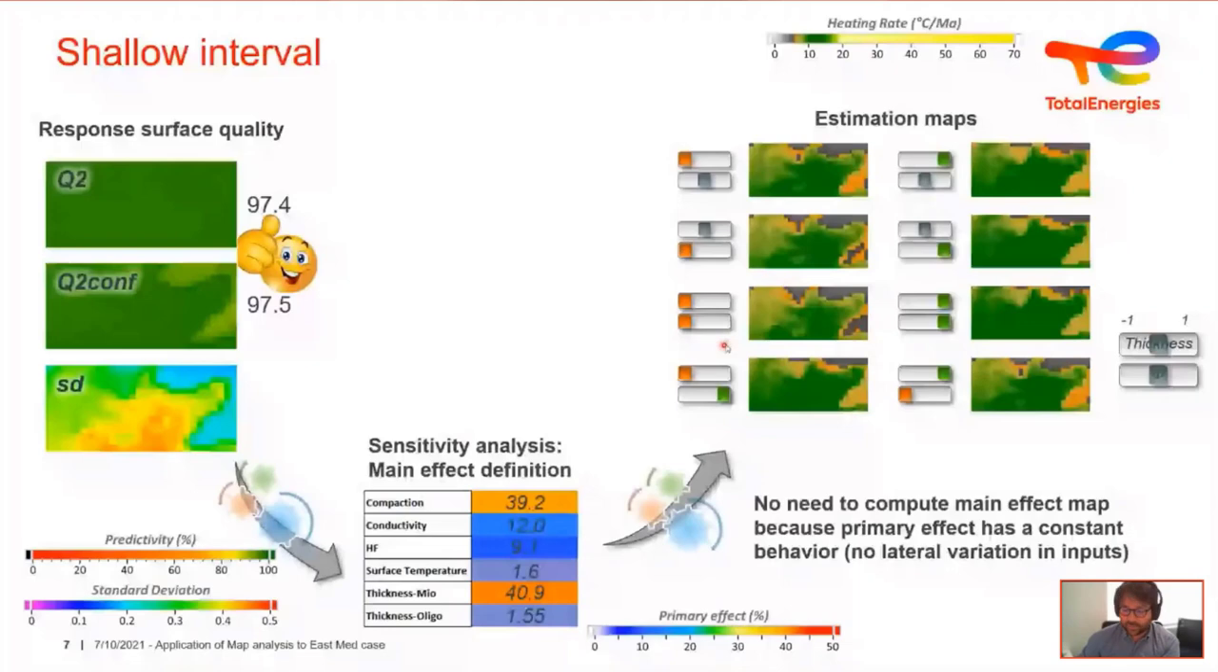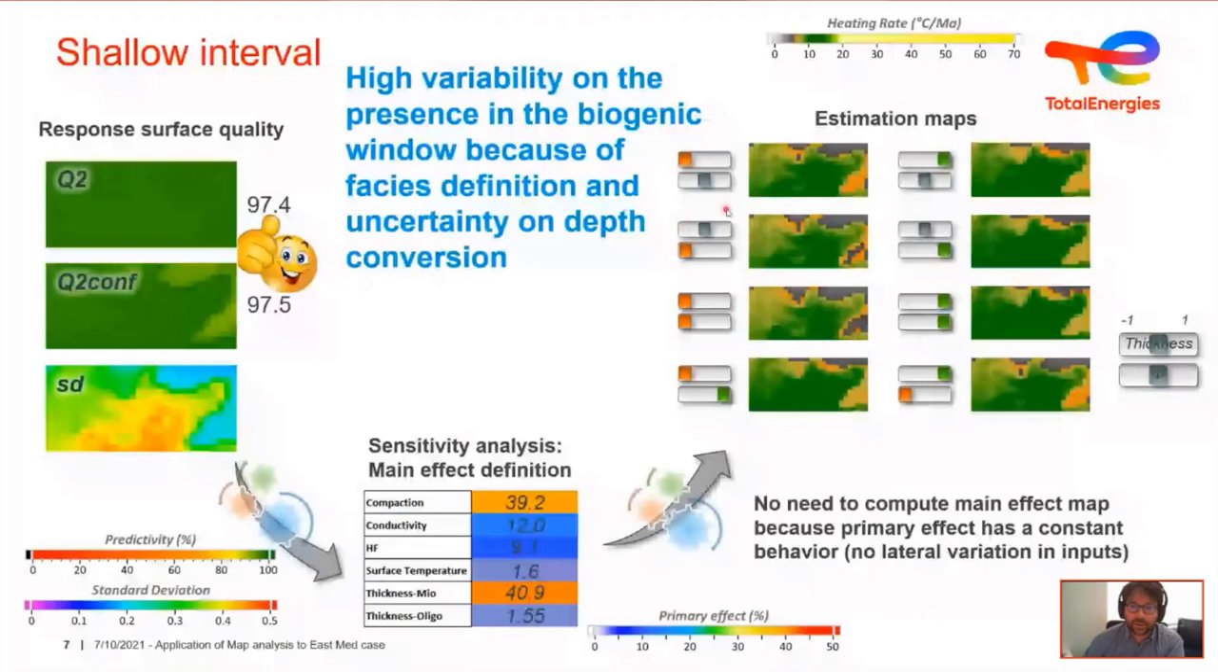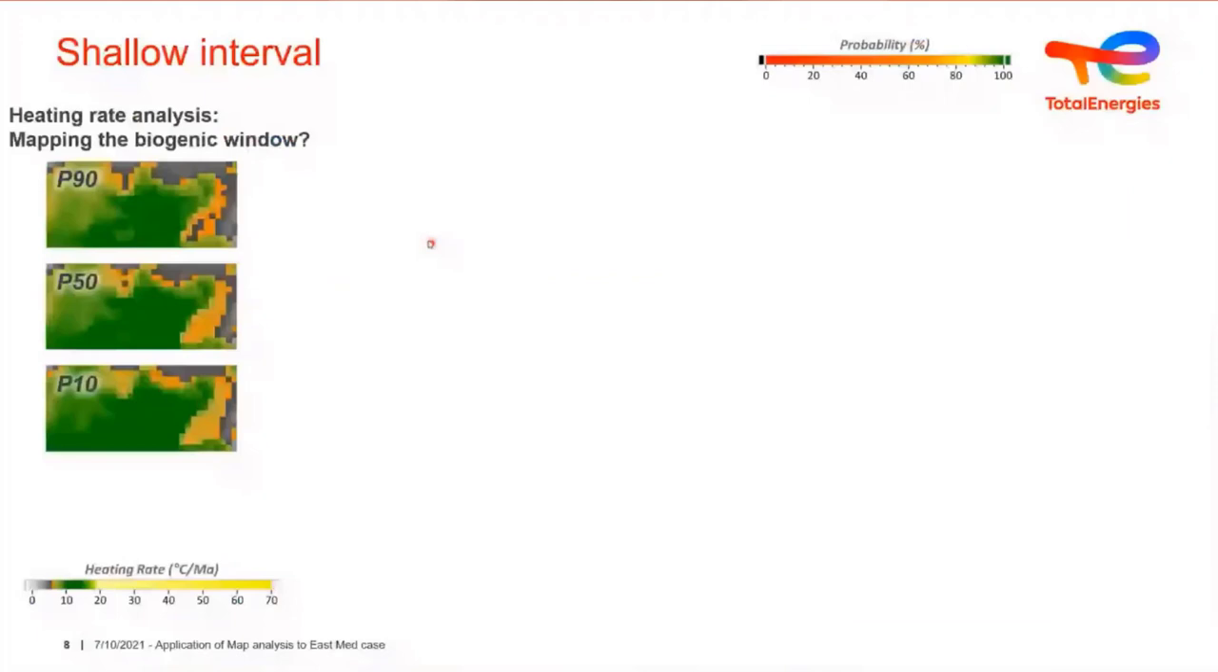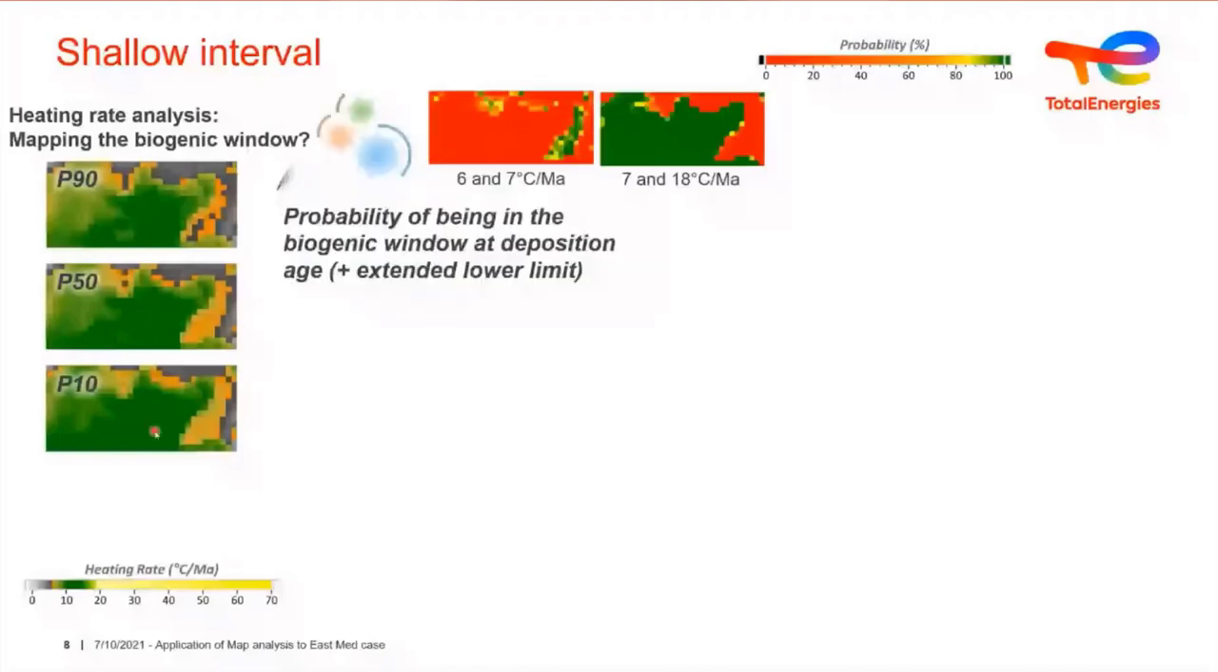The main learning from this first analysis is that we have a high variability in the presence of the biogenic window in this area. This is mainly caused by the facies definition and the uncertainty we have on the facies, but also on the present-day thickness of this layer. From that, we also computed those probability maps, P10, P50, P90, because it's the value we use in TotalEnergies. Now we can directly derive those probability maps, and I think this is a very good way to illustrate things.